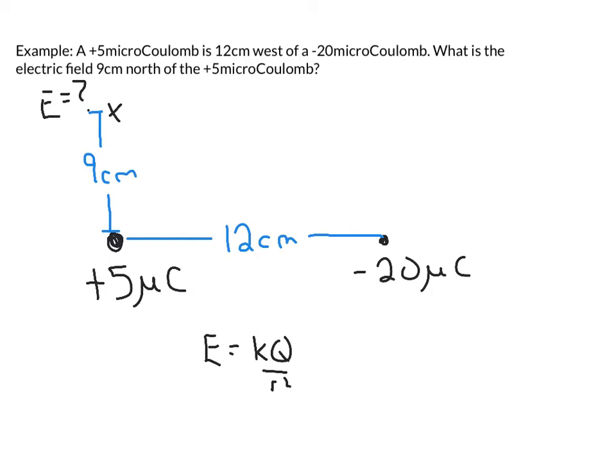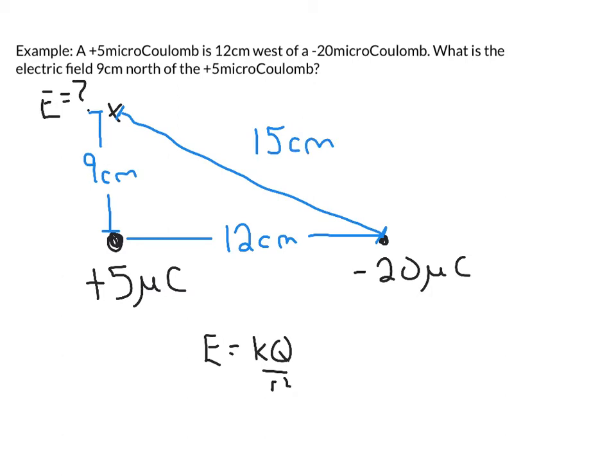If we look at this triangle, the R value for the negative 20 is this big value. We're going to have to do a little Pythagorean theorem to get that, or if you're really on your toes, that's a 3, 4, 5 triangle, and the hypotenuse that we need is 15 centimeters. So double check with Pythagorean theorem.